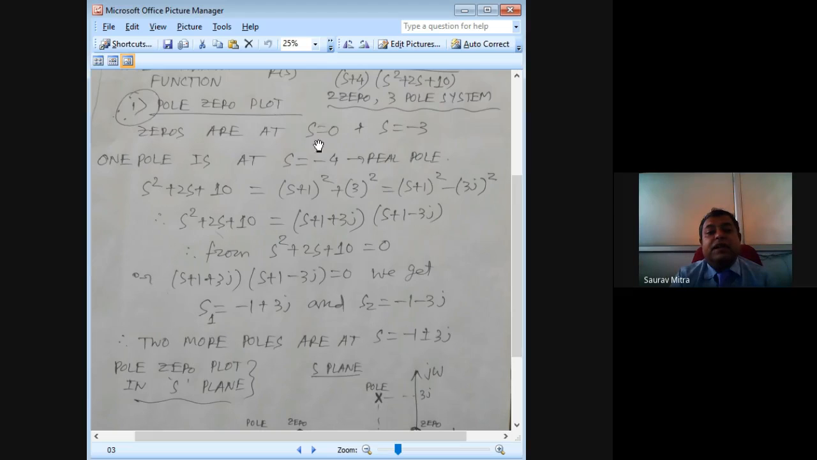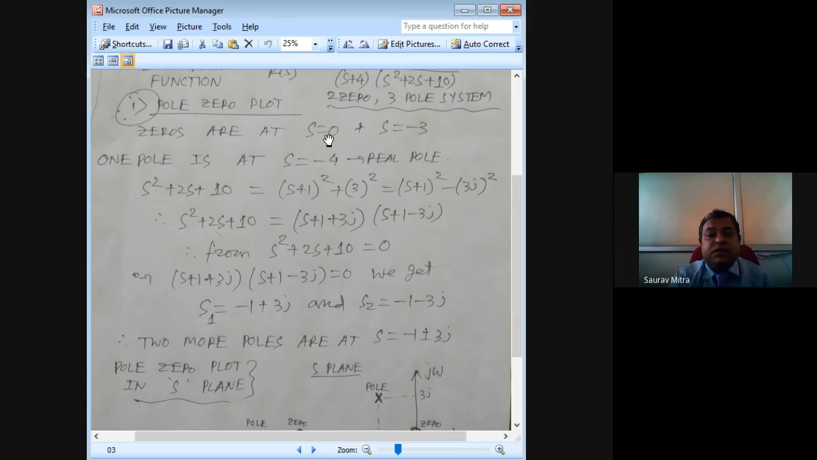So here you can find s is equal to 0. This is a real zero. This is s is equal to −3. This is a real zero. What is meant by real? It's only a number, there is no imaginary part. There is no j part here. That's why this is called a real zero. So both these zeros are real zeros.